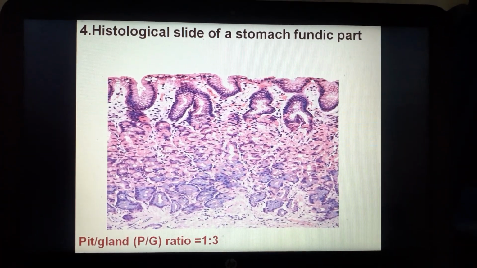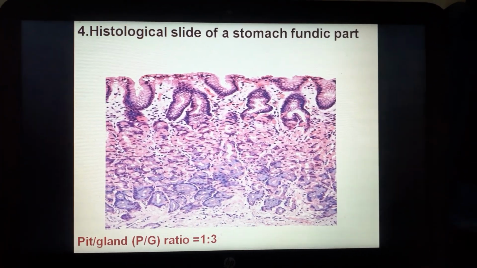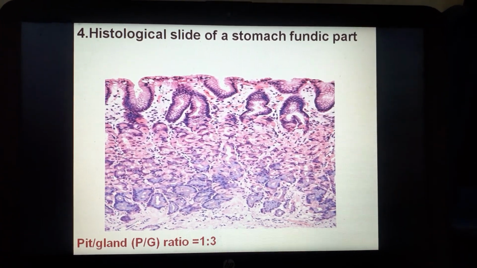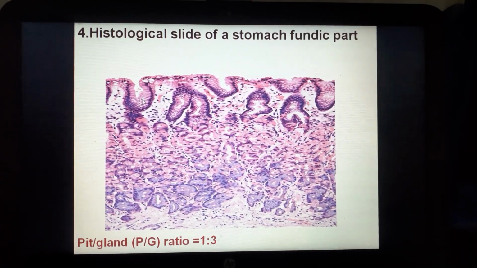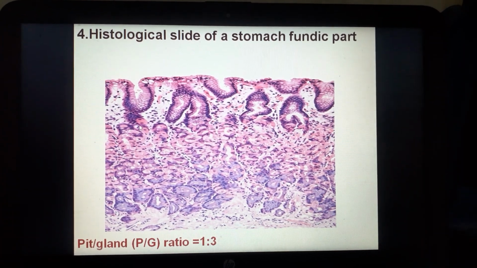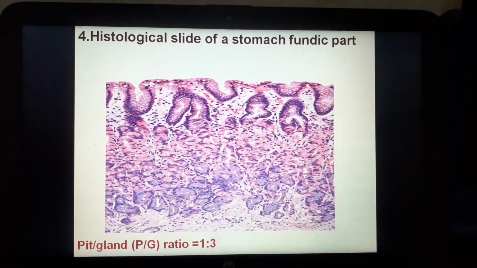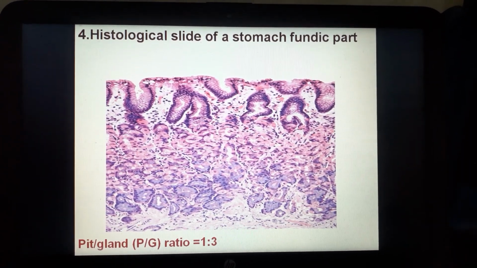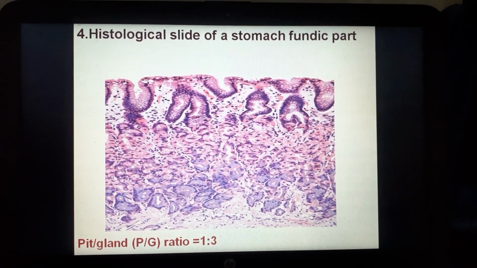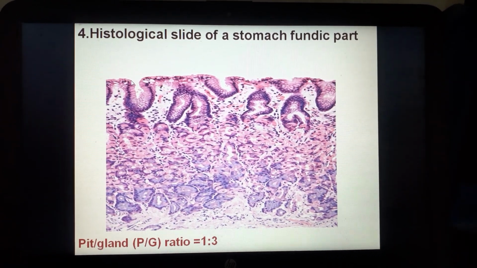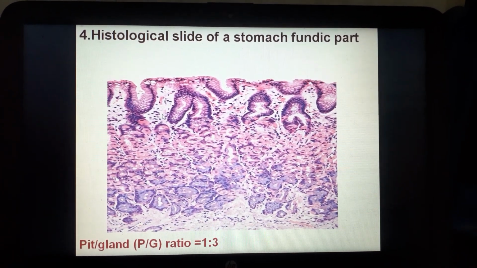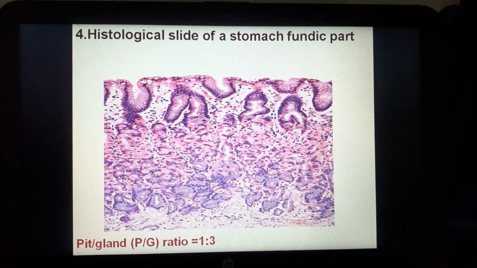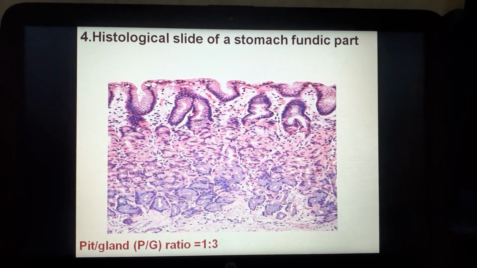In the stomach fundic part, the main diagnostic criterion is the PG ratio, pit and gland ratio. This is the gastric gland, this one is pit, and this is acini. What will be the ratio? 1:3. Suppose this is all together has 4 parts. So the upper one is occupied by the pit and the lower 3 are occupied by the acini or glands.